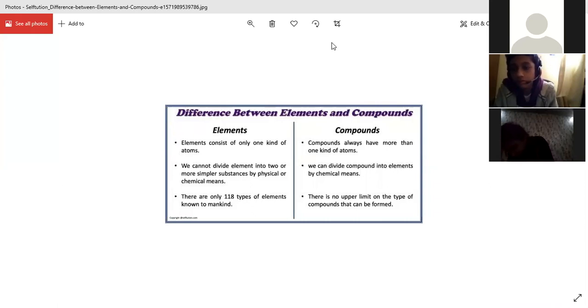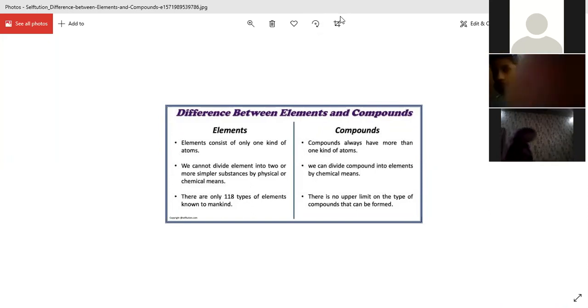But when we talk about compounds, we have infinite types of compounds, because compounds can be made or can be formed by adding elements into one another. Hence, the number of compounds exceeds the number of elements.